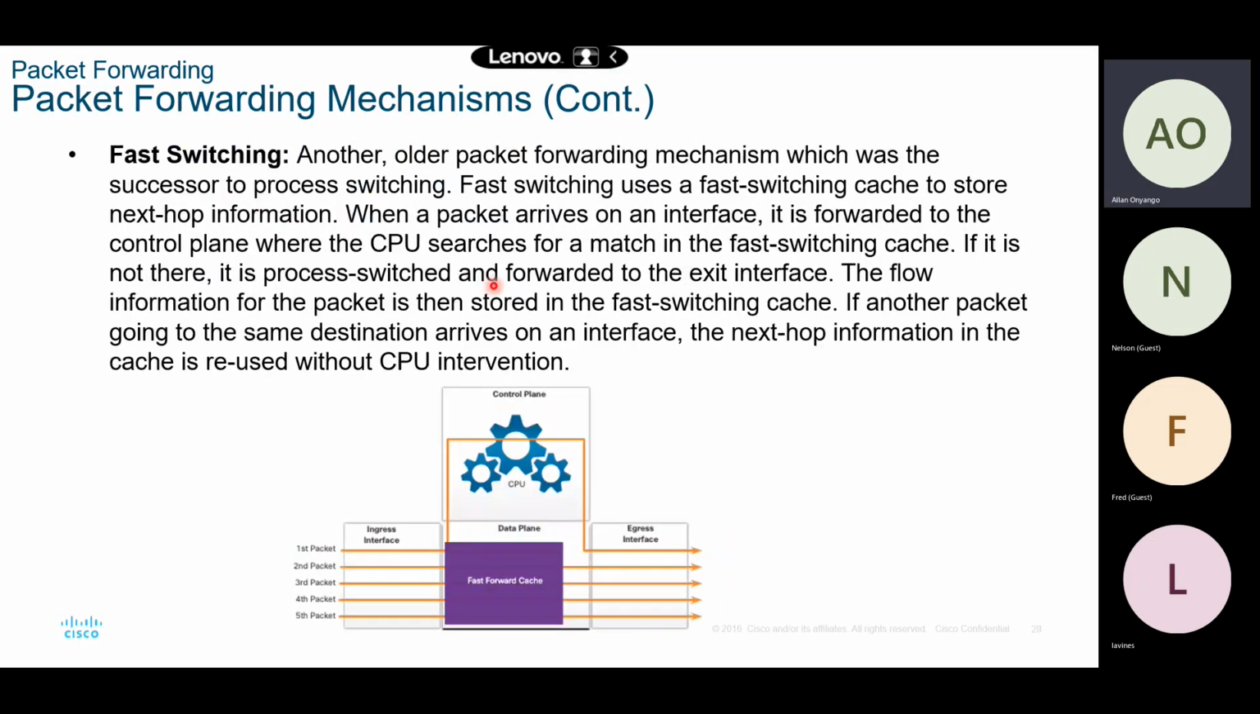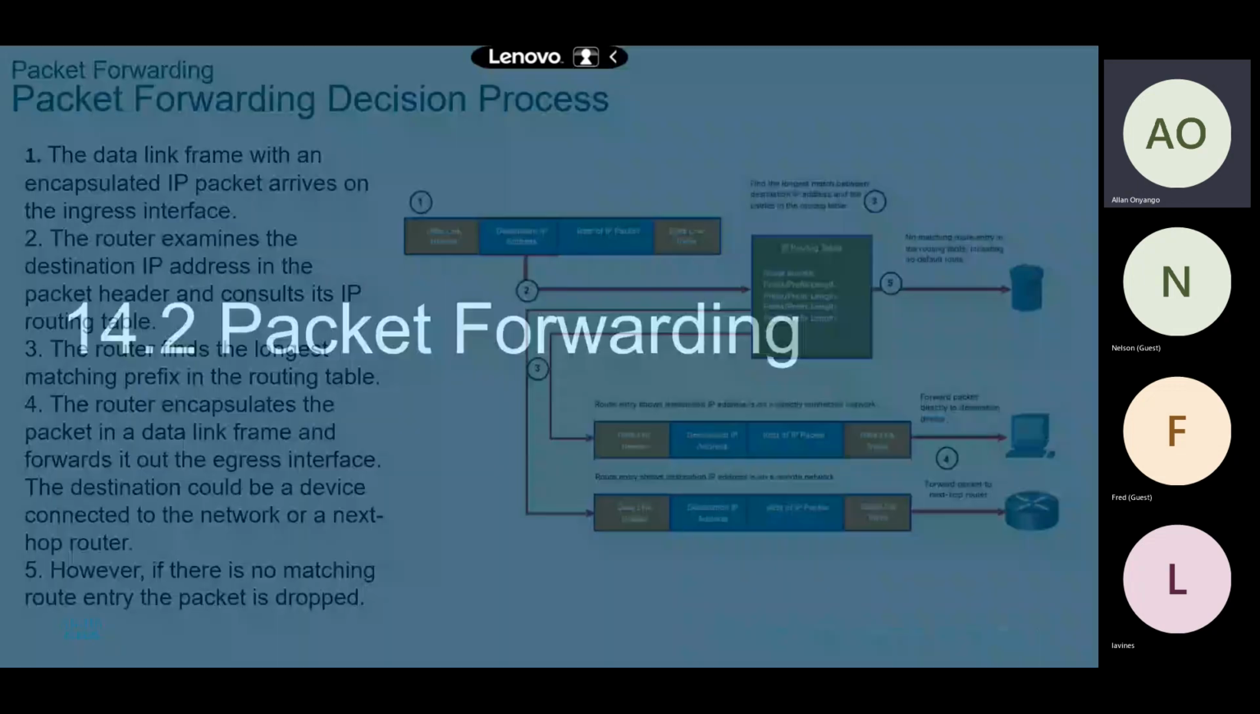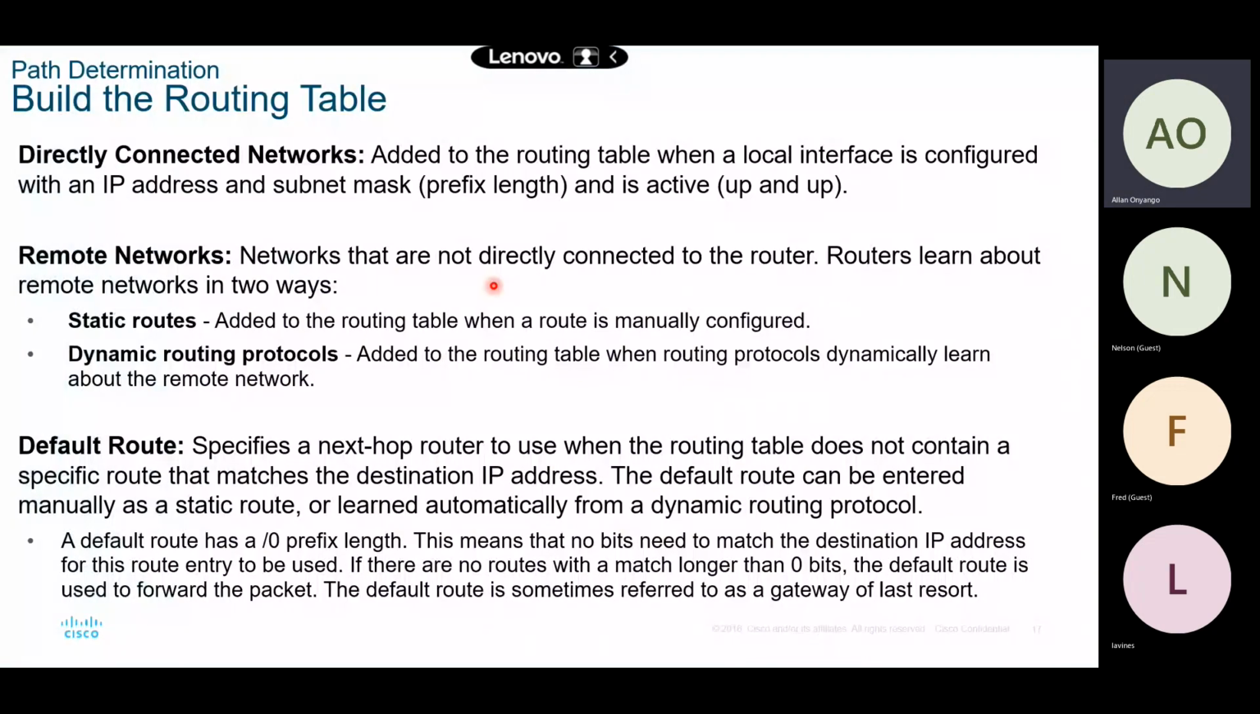But for now, I want to just go back a little bit to where we were. Yeah, we are actually here. So we have seen how the router builds the routing table. Either the router will use directly connected networks or remote networks. We can either add the routes manually, and that is called static routes, which we shall be doing on Monday. Or we can do dynamic routes. The router can do dynamic routing using dynamic routing protocols. And then the last method is what is called a default route.